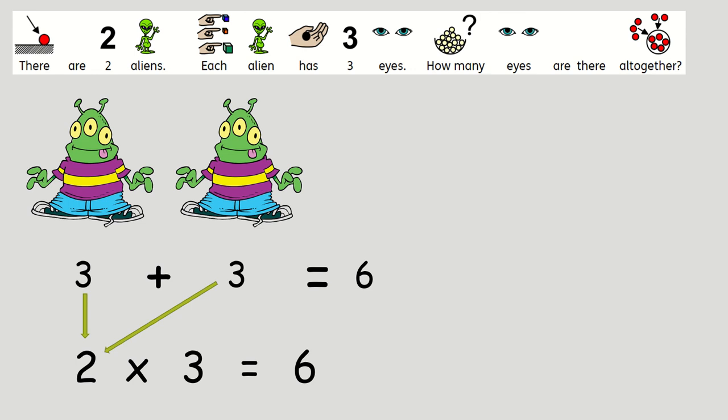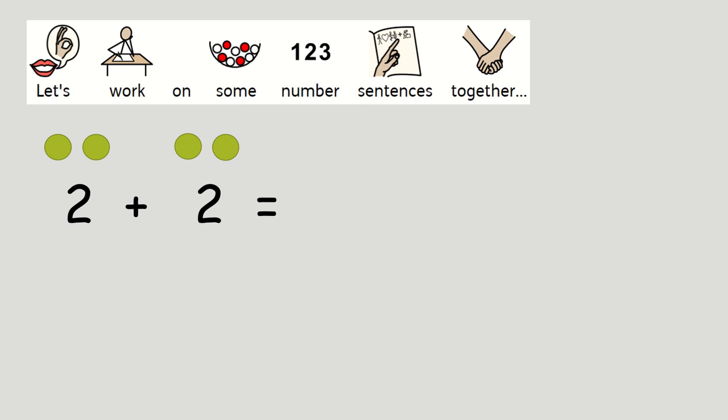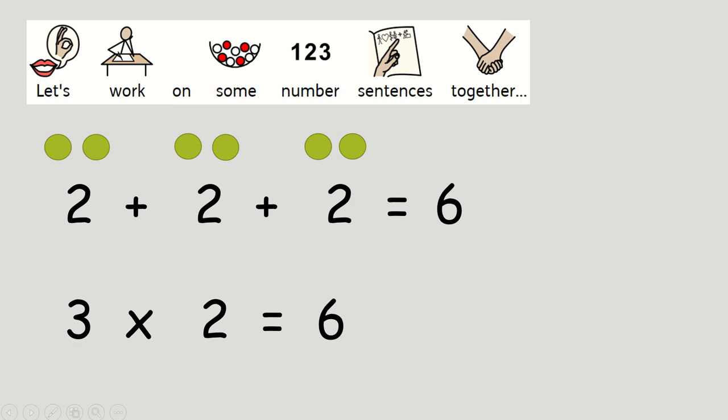Okay, so let's try some now without pictures, just using our dots. Okay, so we'll work on some number sentences together. So in this slide, we have two, add two. So we know that that is four. Or we could say that we have one, two groups of two, which equals four. In this picture, we have two plus another two plus another two, which we know is two, four, six. Or we could say for our multiplying sentence that we have one, two, three sets of two. So that also equals six.